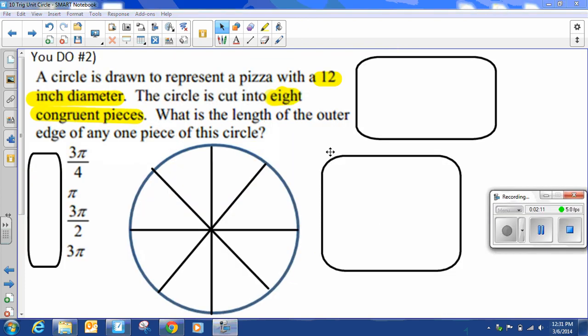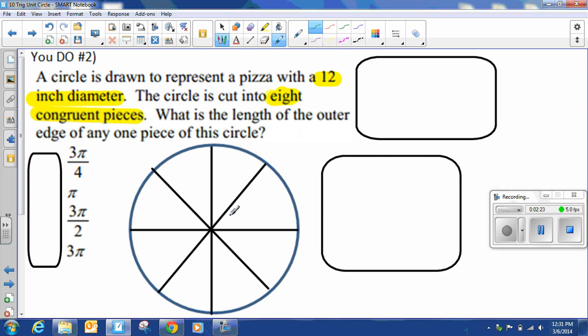All right, here's your do number 2. A circle is drawn to represent a pizza with a 12-inch diameter. The circle is cut into 8 congruent pieces. So right away, we know that if it's 8 slices of pizza, then one slice has an angle of 45 degrees, because 360 degrees divided by 8 equals 45 degrees. What is the length of the outer edge of one piece of the circle? So we want to know basically what the arc, S, is. We know that the radius is 6 because the diameter was given to us as 12.